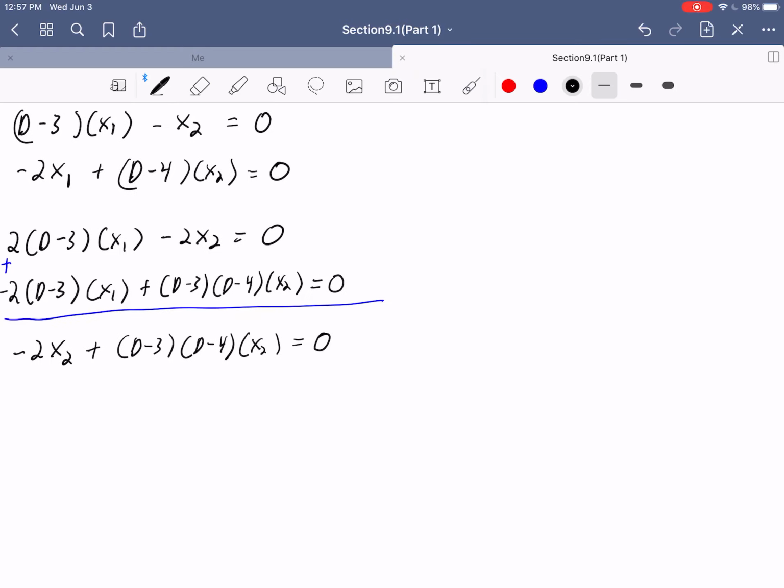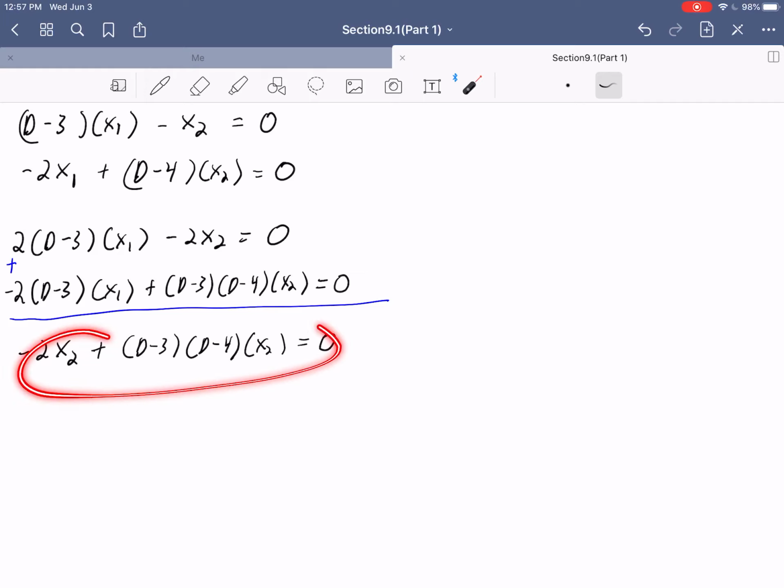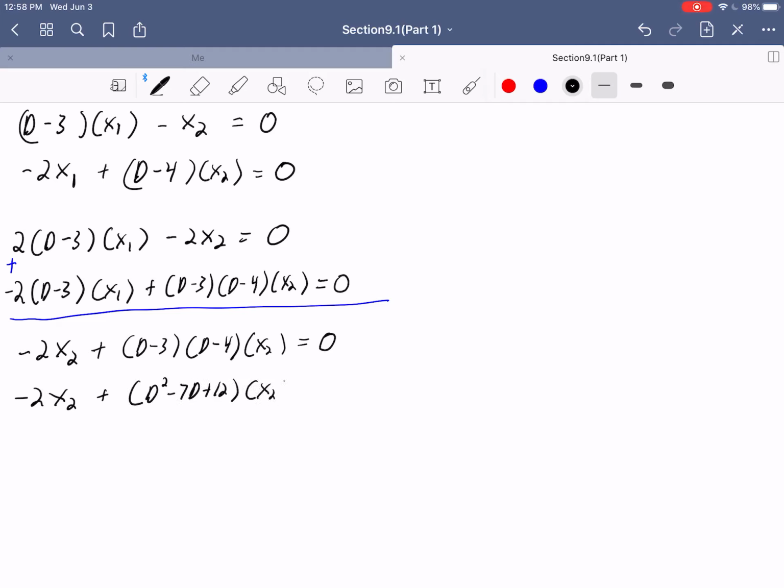Now, it might not be immediately clear why this is a lot better, but it is. This is a differential equation with only one dependent variable. Normally, we're used to this being a y, but that's just changing letters. So we know how to solve this. If we rewrite this a little bit, this is minus 2x2 plus (D squared minus 7D plus 12) of x2. And if we bring that minus 2 in here, then that 12 is going to become a 10. So this is really (D squared minus 7D plus 10) of x2 equals 0.